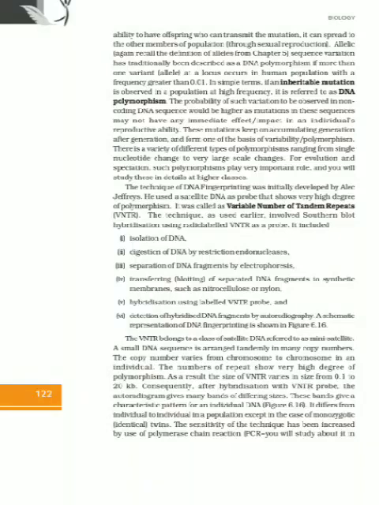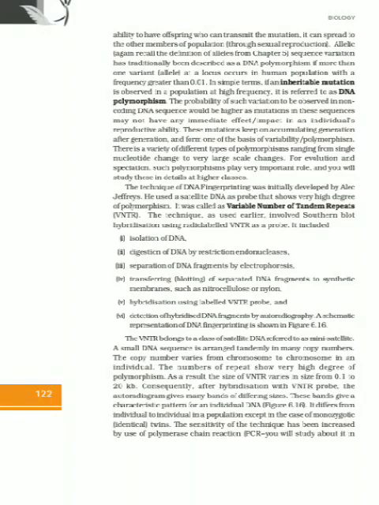It included isolation of DNA, digestion of DNA by restriction endonucleases, separation of DNA fragments by electrophoresis, transferring (blotting) of separated DNA fragments to synthetic membranes such as nitrocellulose or nylon, hybridization using labeled VNTR probe, and detection of hybridized DNA fragments by autoradiography. The VNTR belongs to a class of satellite DNA referred to as minisatellite.